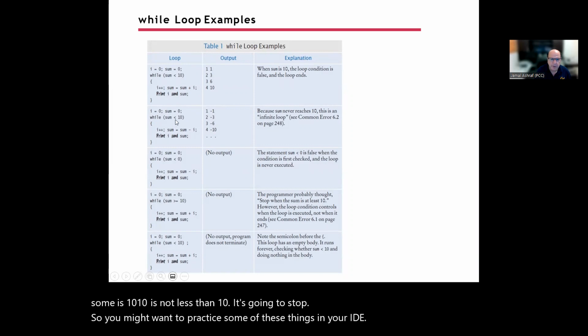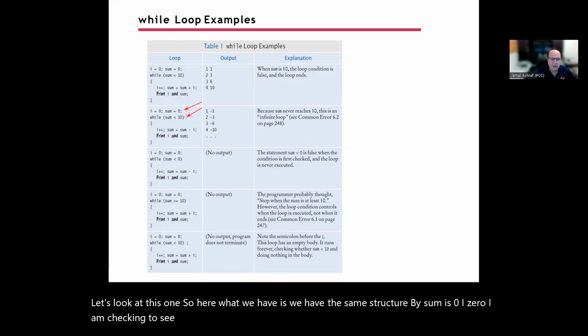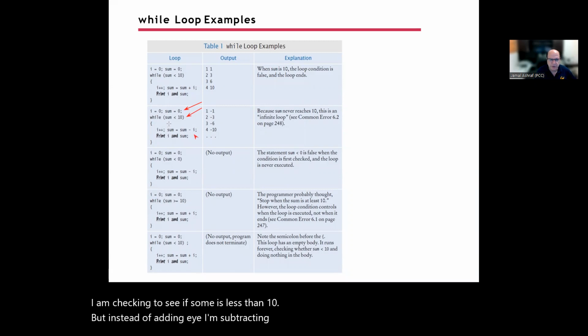Now, let's look at this one. So here, what we have is the same structure. My sum is 0, I is 0. I am checking to see if sum is less than 10. But instead of adding I, I'm subtracting I. So instead of sum growing up, it's going down.